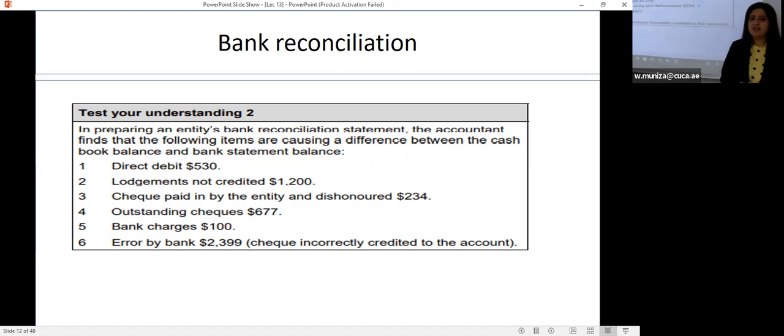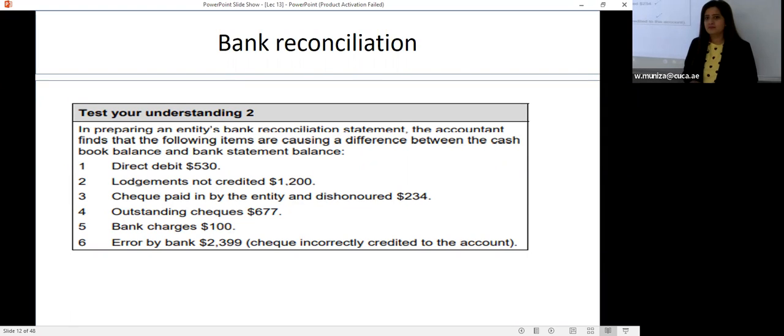Excellent. Bank charges. Excellent. In the cash book, we do adjust them. Errors by bank. Errors which are made by the bank are going to be adjusted in the bank statement, obviously not in the cash book. So errors by the bank are going to be adjusted by the bank itself. So which items are going to be recorded in the cash book? Only items number 1, 3, and 5. The others are going to be adjusted in the bank statement.